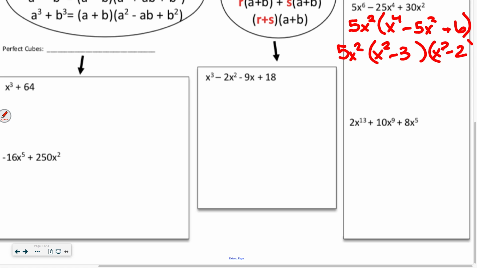Okay, now with polynomials, because your degree can be higher than 2, more than a quadratic, it's always a good idea to check the factors that are left over, like x squared minus 3 and x squared minus 2, and make sure that there's no other types of factoring that you can do. Okay. Anybody got any questions about factoring trinomials? That's factored, yeah. That's as good as it would get.